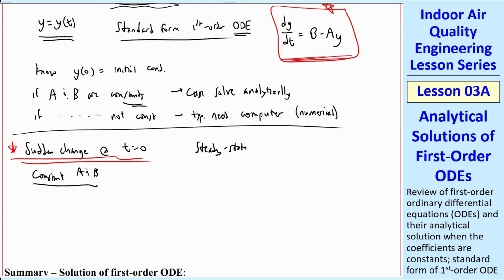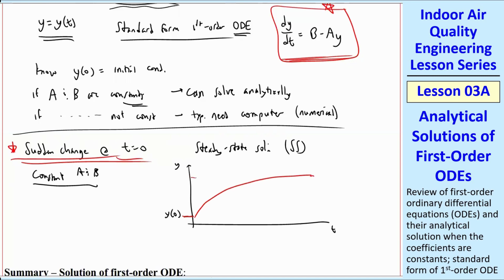The steady state solution, we'll abbreviate that SS for this case. Let me just sketch what's going to happen here. Here's time, here's y. We start at some y of 0. And what happens is you're going along and then you change some conditions so that y goes like a first order behavior, and it'll asymptote to what we'll call y_SS, or steady state value. So that's what it's going to look like.